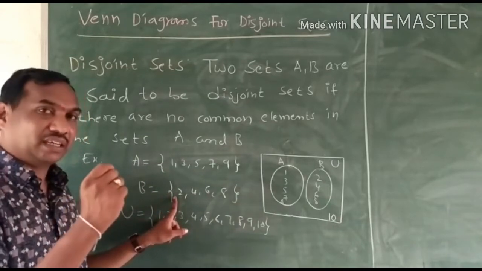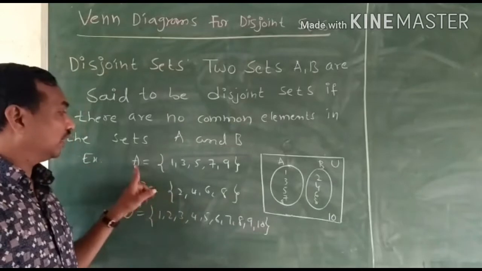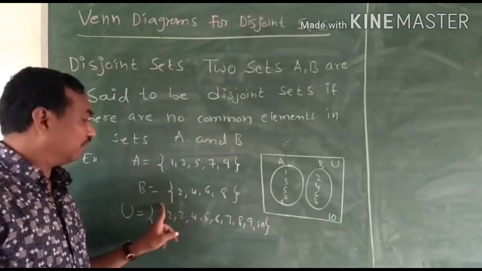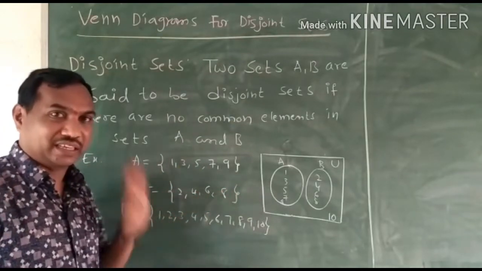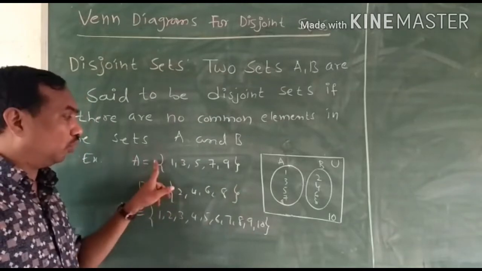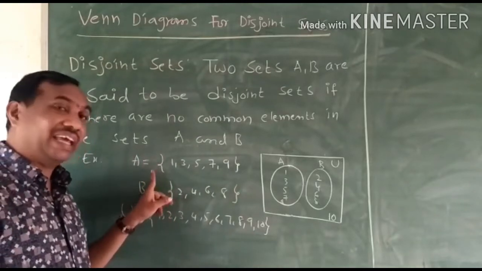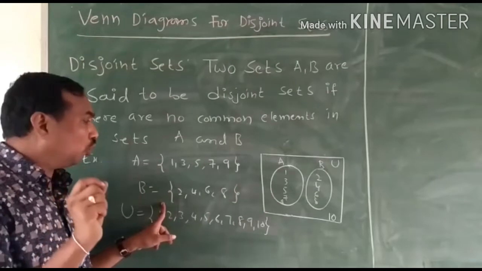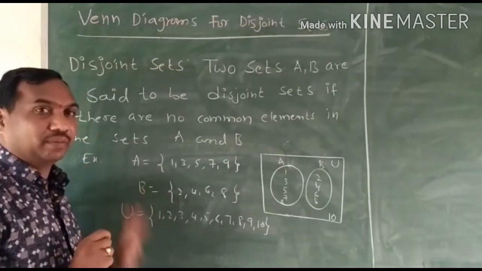Even natural numbers below 10. So here A equals 1, 3, 5, 7, 9 and B equals 2, 4, 6, 8. There is no element present in both A and B. That is, there are no common elements in A and B.